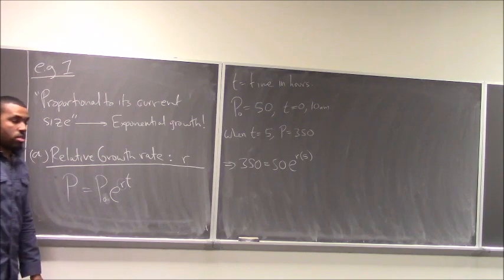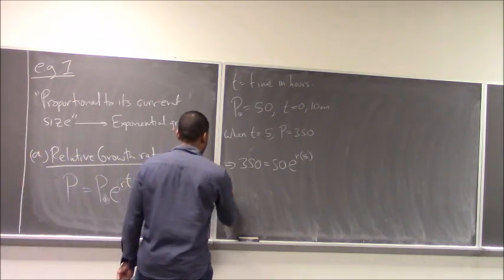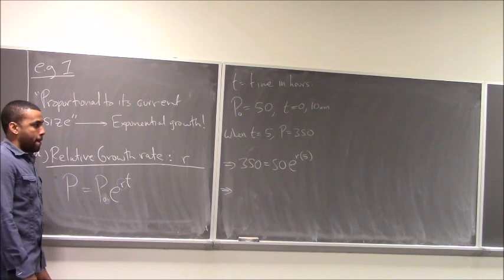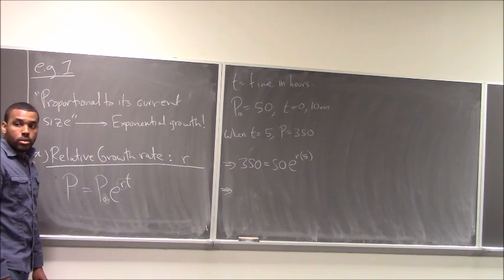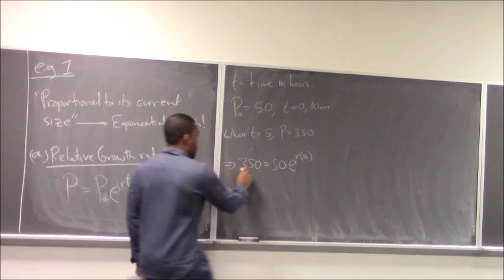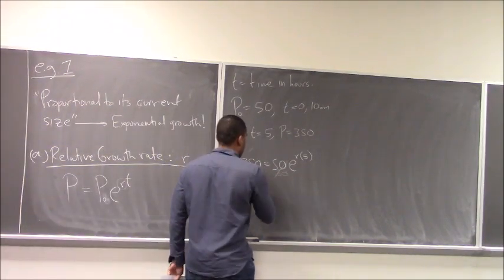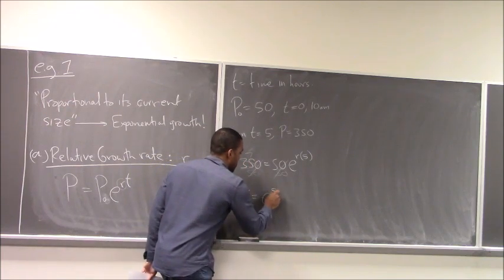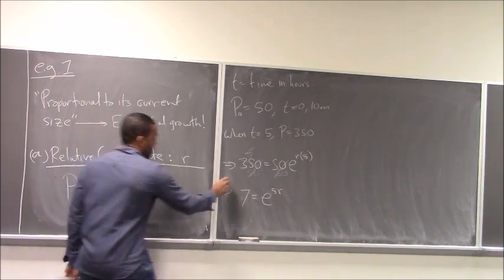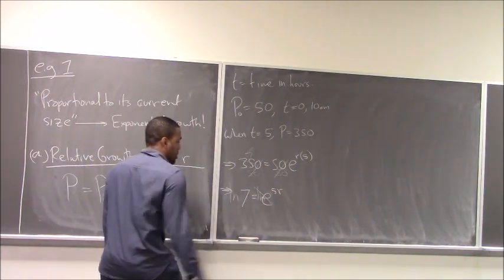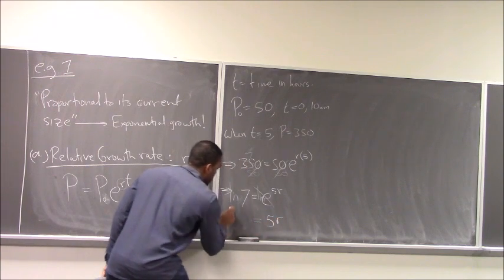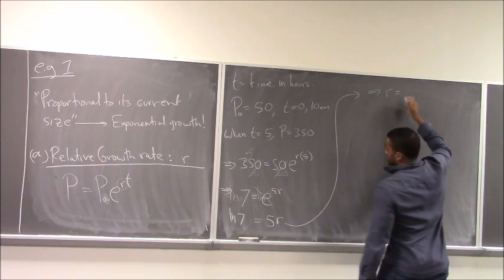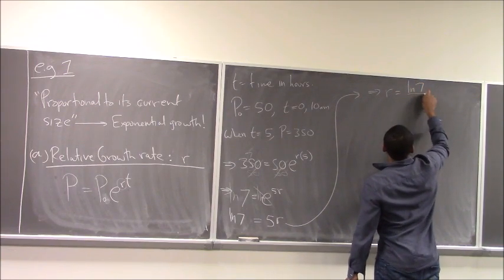And now I just want to solve for r. How do I solve for r? Move 50 to the other side. First you want to divide both sides by 50, and that would be 7. Now what? Take ln of both sides. So here I get 5r is equal to ln of 7, which means r is going to be ln of 7 over 5.